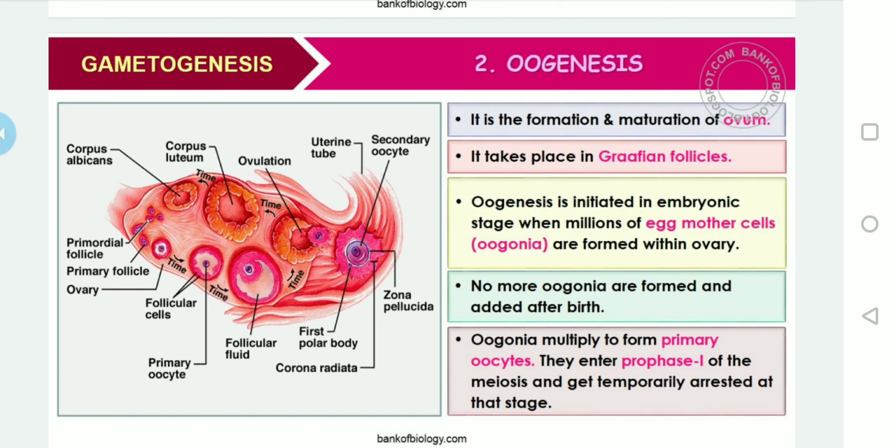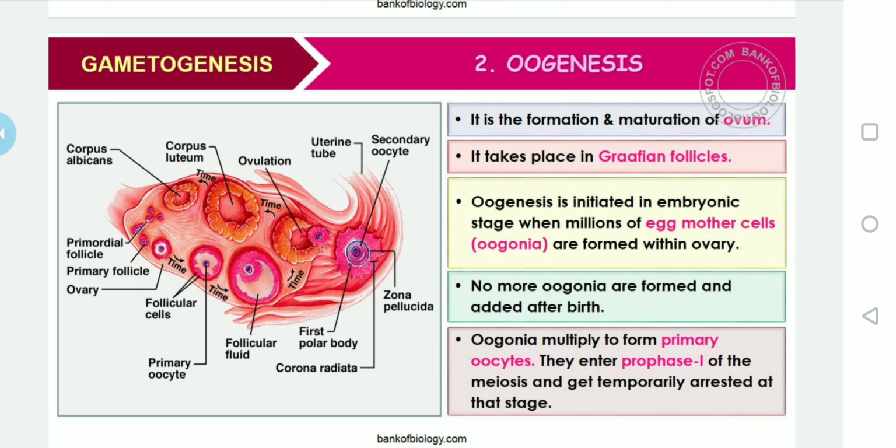First of all, let me define the meaning of oogenesis. It can also be asked in the form of a question: define oogenesis. The process of formation of ovum or egg in the follicle of ovary is called oogenesis. Let me repeat once again: the process of formation of ovum or egg in the follicle of ovary is called oogenesis.